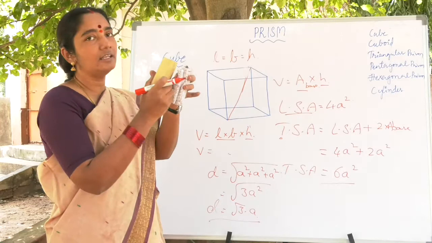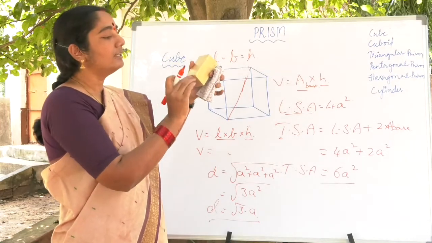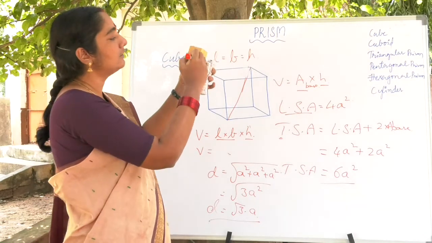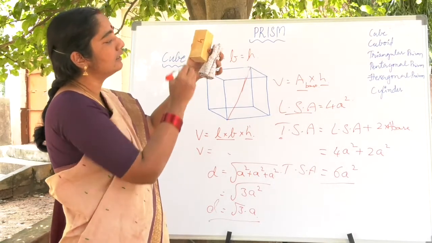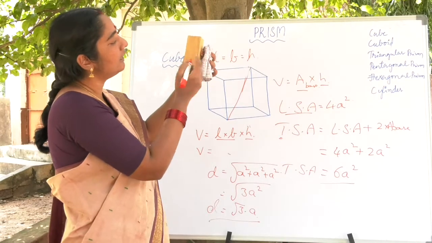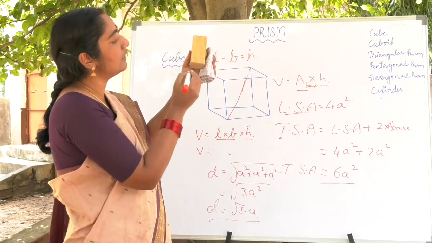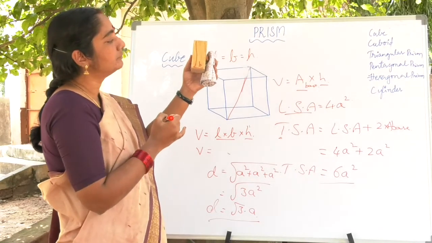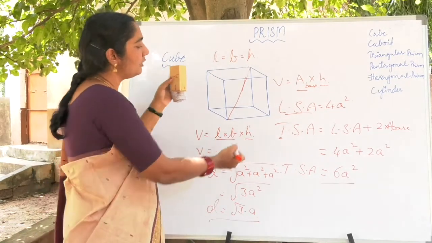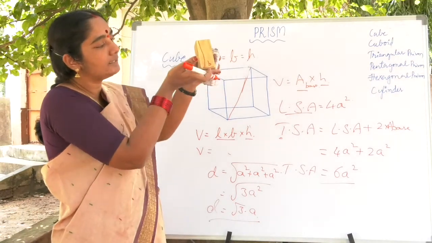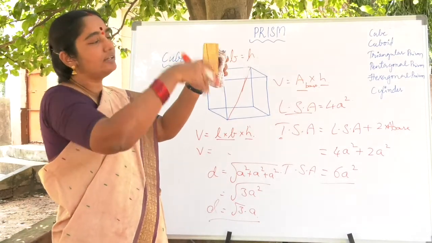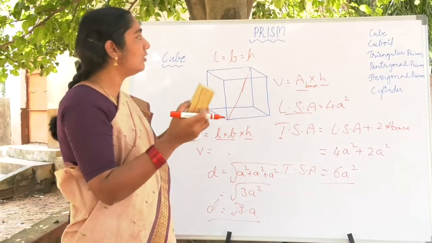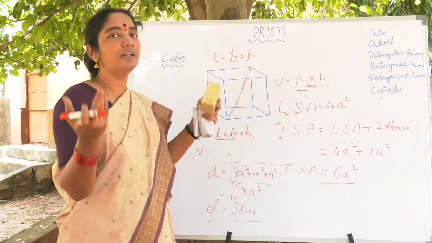So my dear friends, I think now you understood. That is the volume, length into breadth into height. If you are taking this quantity as length, this one as breadth, and this one as height, now the volume is becoming L into B into H. Area of the base, L into B, into height. That is giving you the volume of this cuboid. We are calling it a cuboid because length, breadth and height are different.